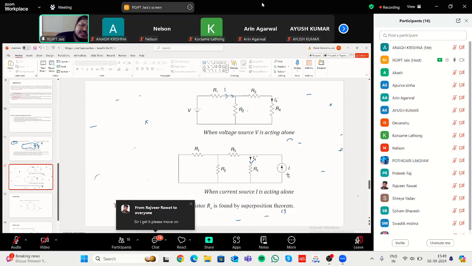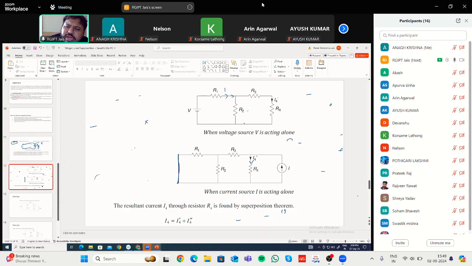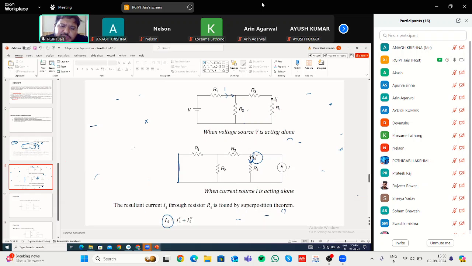Next, you deactivate the voltage source. That means deactivating the voltage source means replacing this with a short circuit. Now this current source is there. Due to this current source, what is the current flowing through this R4? That is I4 double dash. In whatever way you want, you can find it. Now the net current that will be flowing through this R4 resistance when both the sources are connected, that I4 will be equal to I4 dash plus I4 double dash.